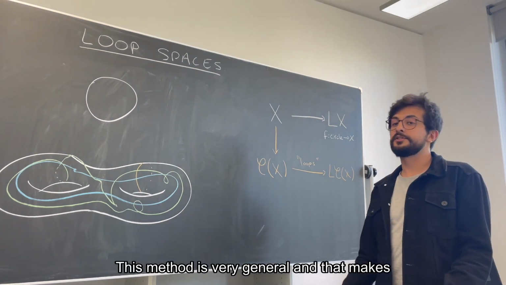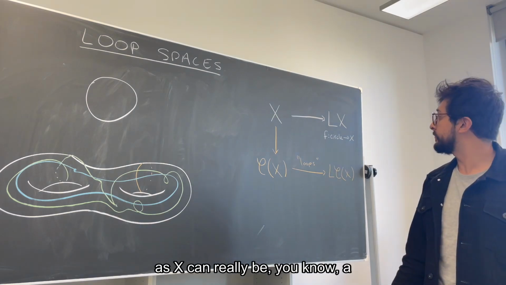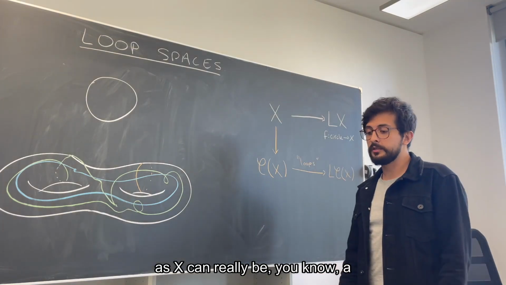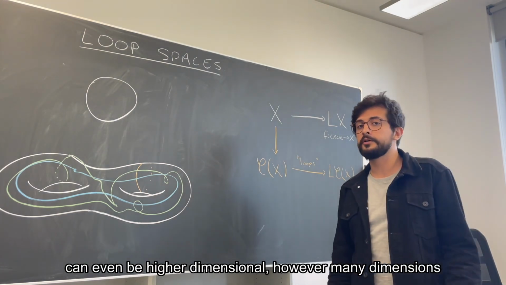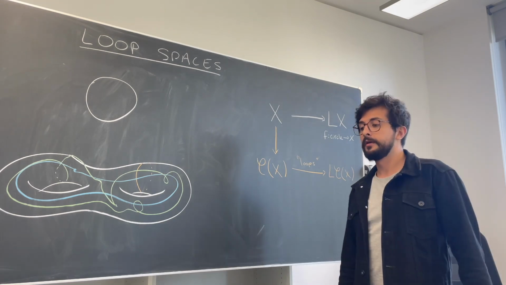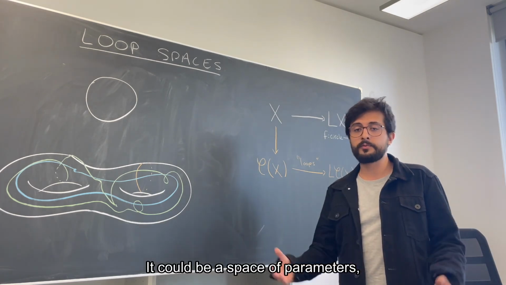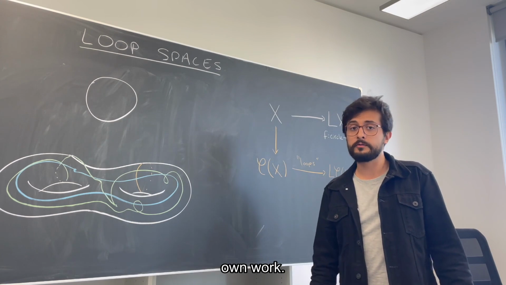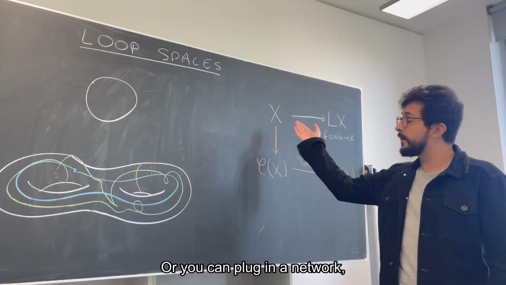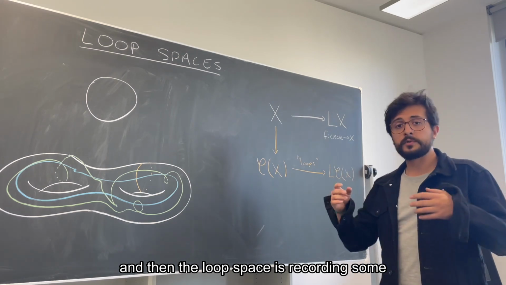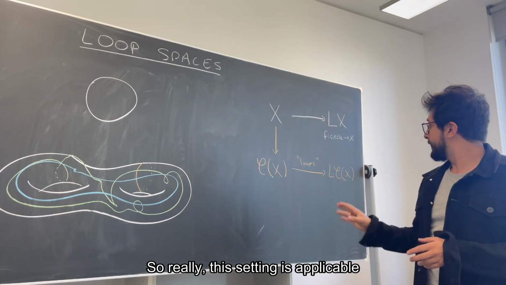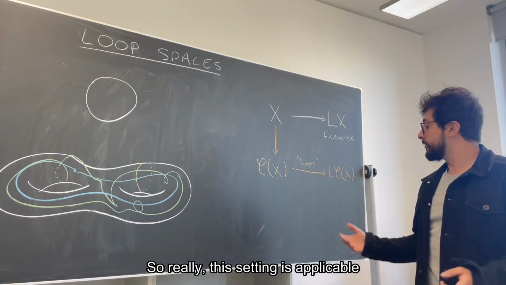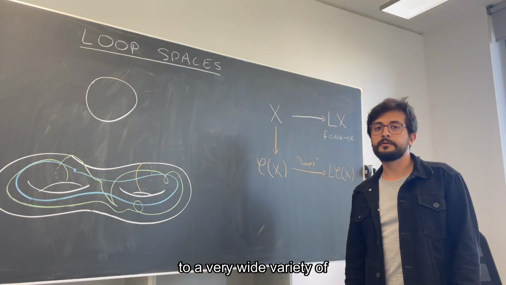This method is very general, and that makes it very powerful, as X can really be a surface, maybe a 3-dimensional surface, but it can even be higher dimensional, however many dimensions you want. It could be a space of parameters, something that you care about in your own work. Or you can plug in a network, and then the loop space is recording some sort of connectivity information about your network. So really, this setting is applicable to a very wide variety of problems.